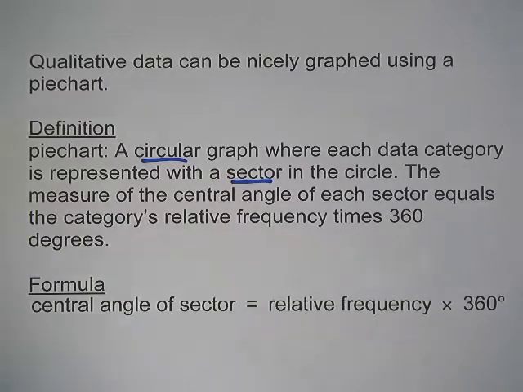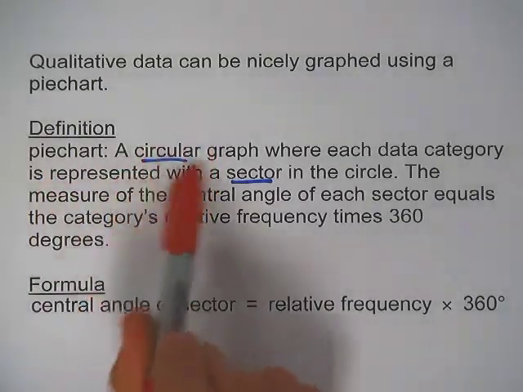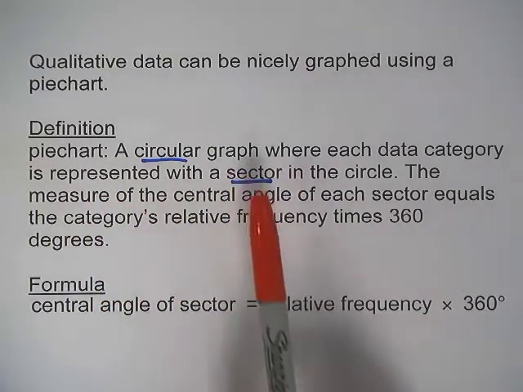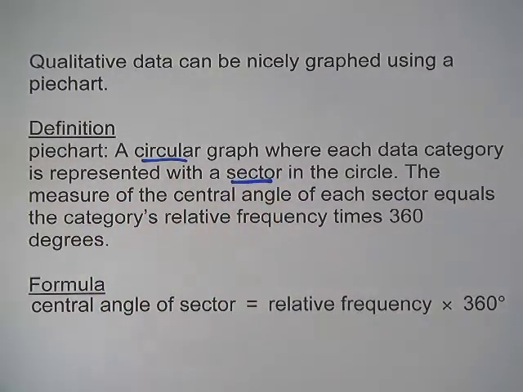Qualitative data can be nicely graphed using a pie chart. Notice that a pie chart is a circular graph where each data category is represented with a sector in the circle. A sector is kind of like a pie piece of your circle, where each pie piece represents a different category.